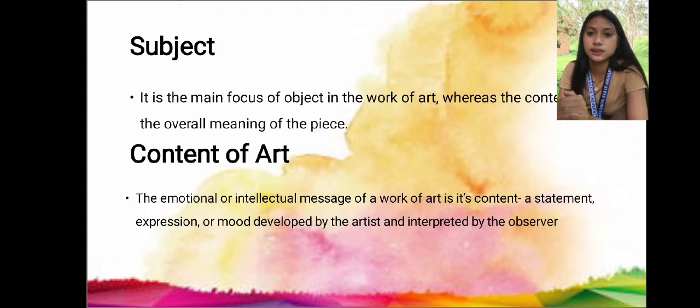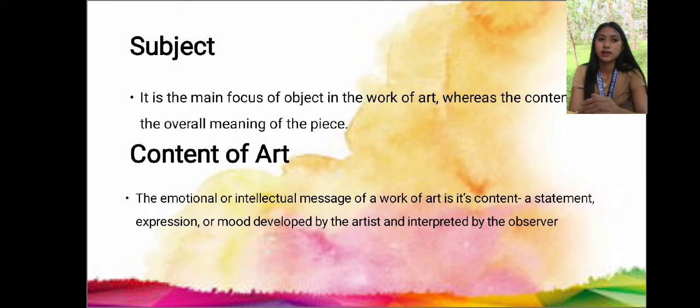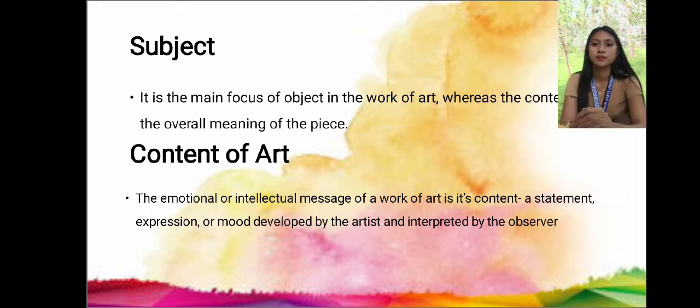The next is content of art. The emotional or intellectual message of a work of art is its content, a statement, expression, or mood developed by the artist and interpreted by the observer. Content is also the message given by the piece of art. It involves the subject, the techniques used to make the piece, the colors used, and anything that was used by the artist to make a statement and give a message.